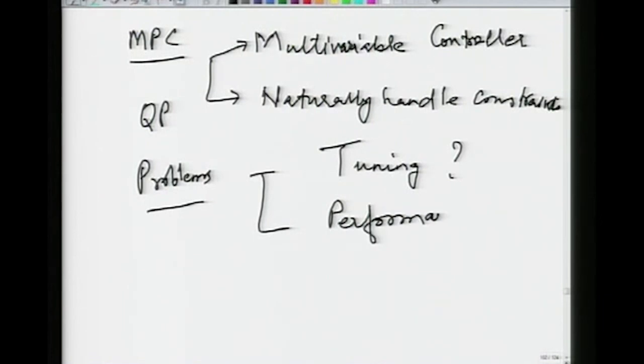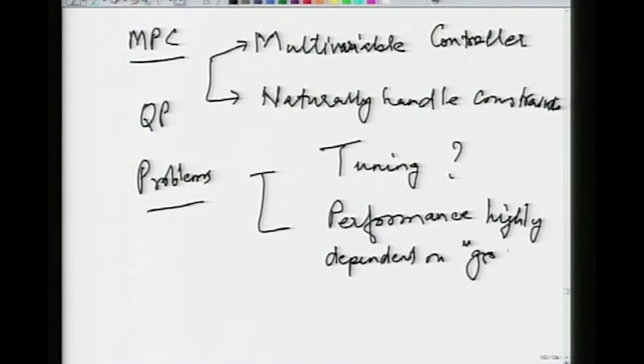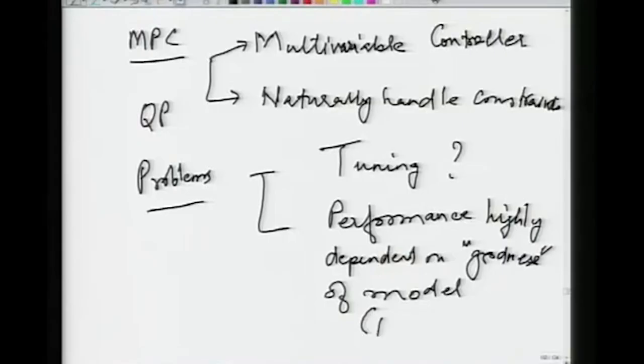Performance degradation. Performance is highly dependent on the goodness of the model. As your process drifts, your model which was really good is no longer as good, and you will find that just like in the Smith predictor, your performance will start to degrade and your closed loop system may actually go towards instability. Okay. Robustness is an issue. So, this is actually called robustness.